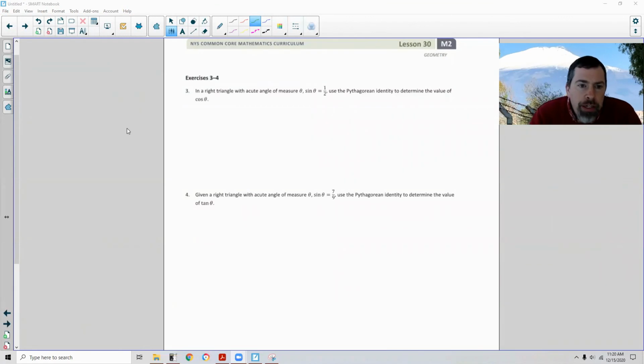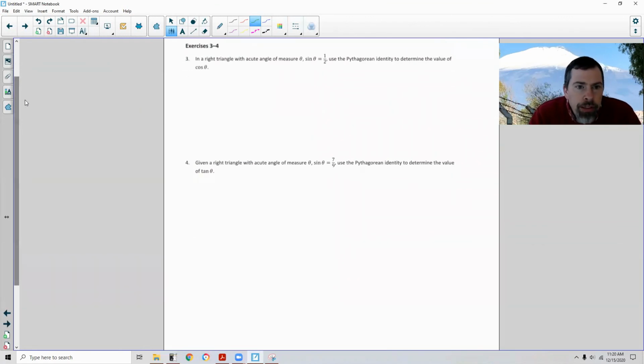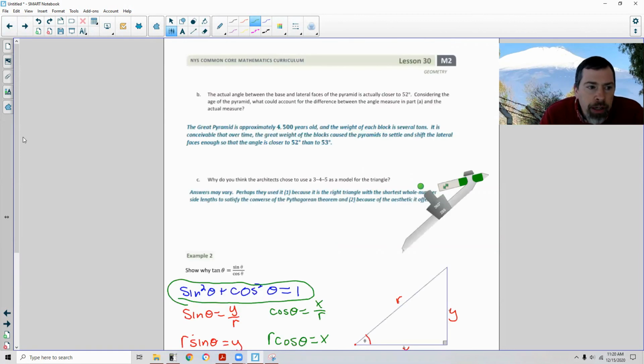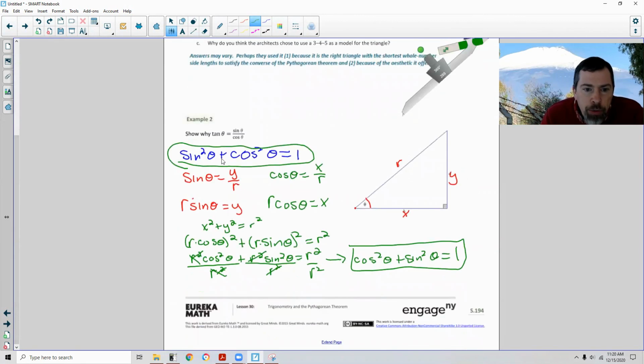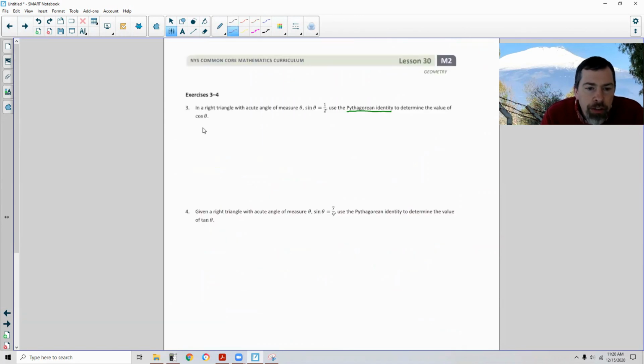Okay, next page brings us to exercises 3 and 4. It says, in the right triangle with an acute angle measure theta, sine theta is a half. Use the Pythagorean identity to determine the value of cosine theta. I just showed you where that comes about, and it is sine squared theta plus cosine squared theta equals 1. So that's what we're using. That's what they said to use. So I'm going to write that. Sine squared theta plus cosine squared theta equals 1.